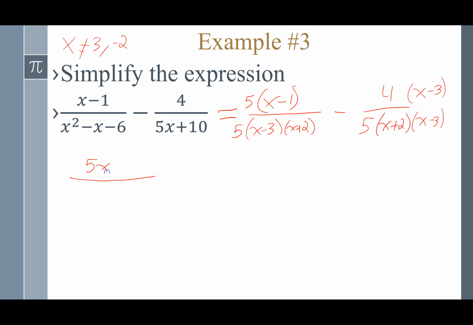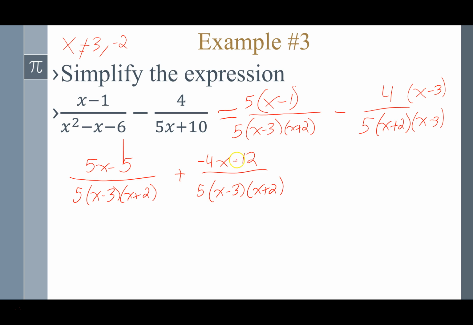First fraction will be 5x minus 5 over our 5 and then x minus 3, x plus 2. And then minus the 4x minus 12 for the second fraction. And again, the 5 and the x minus 3, x plus 2. Because we're subtracting, we can think of this plus a negative 4x plus 12. So now when I combine like terms, 5x plus negative 4x is just x. Negative 5 plus 12 is positive 7. And again, we have our 5 times x minus 3, x plus 2 on the bottom. Where again, x cannot equal 3 or negative 2.